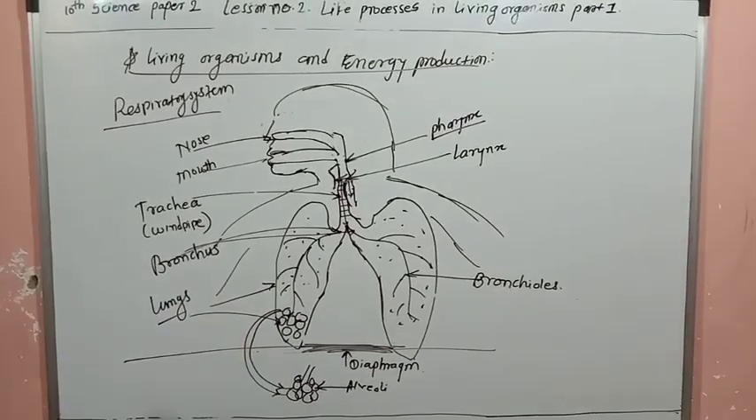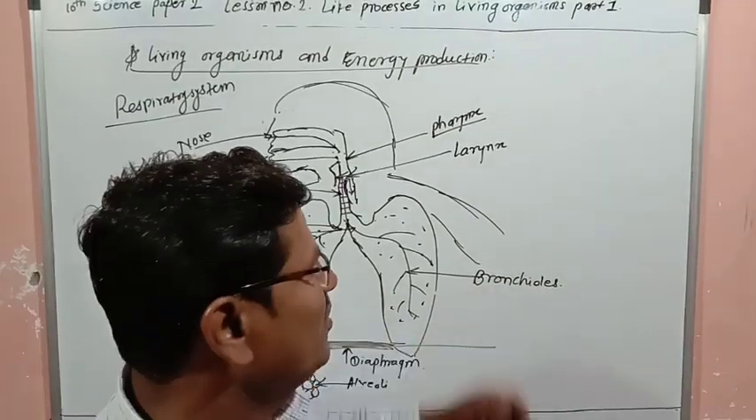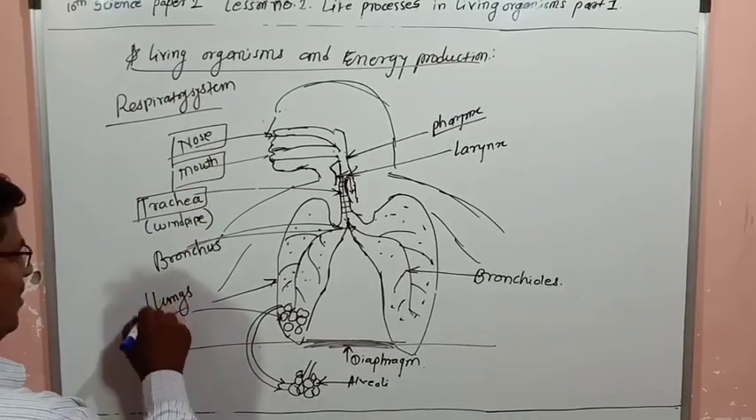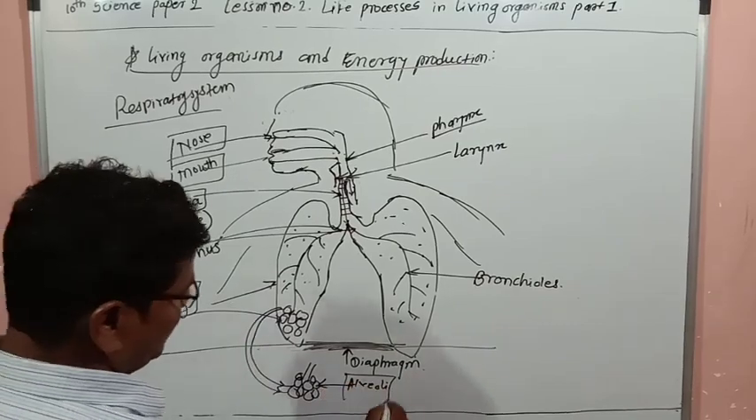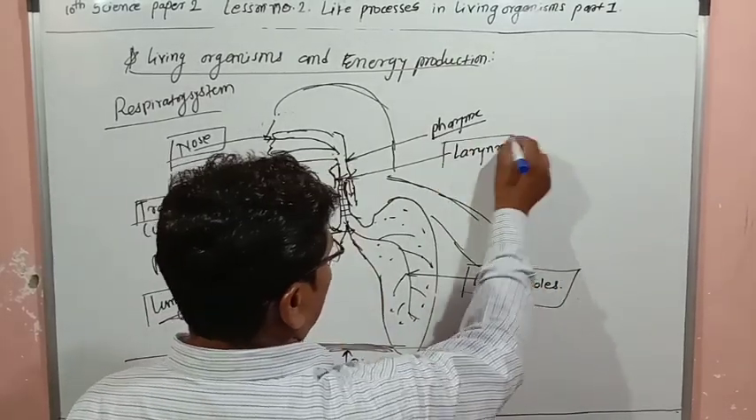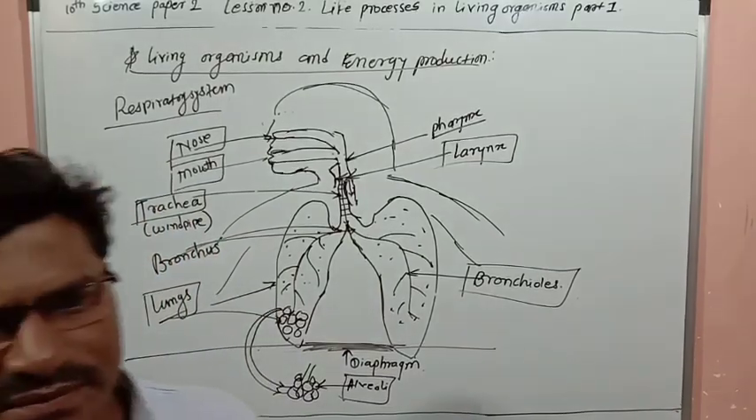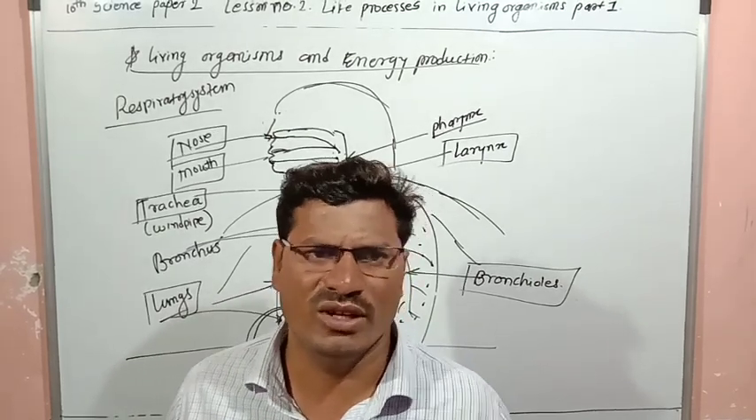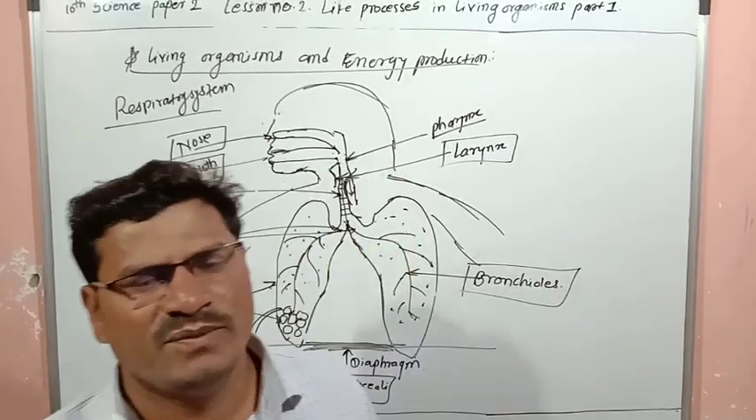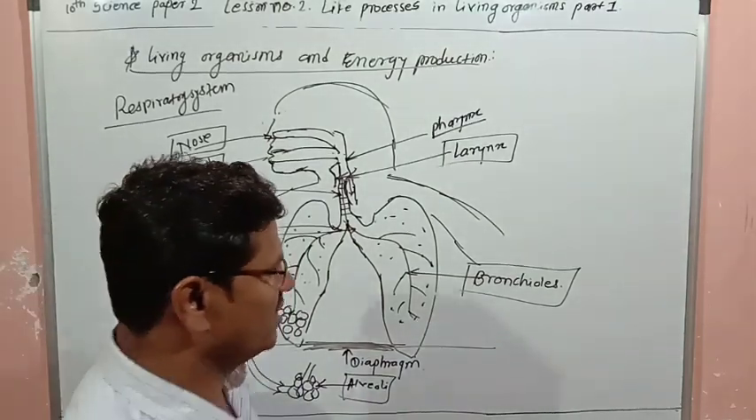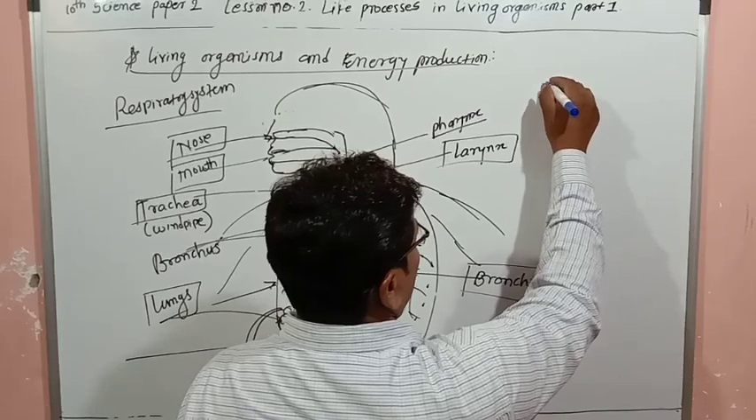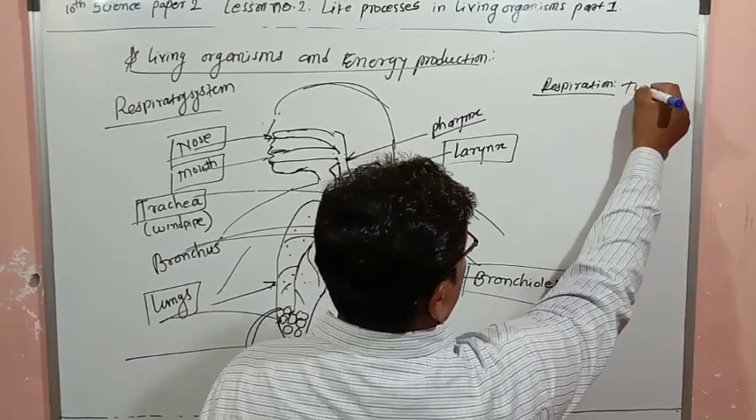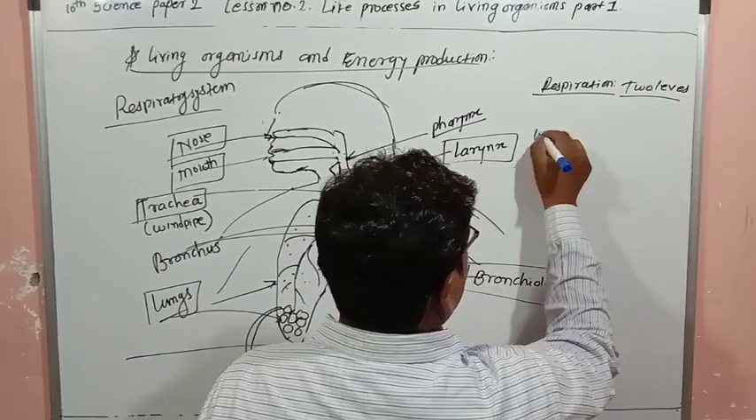In case of the respiratory system, a diagram will be given with boxes, and you have to fill the boxes with the names. After this, the next thing we are going to learn is how energy production takes place in living organisms. Respiration occurs at two levels. Which are those two levels? We'll see. The first level is the body level.